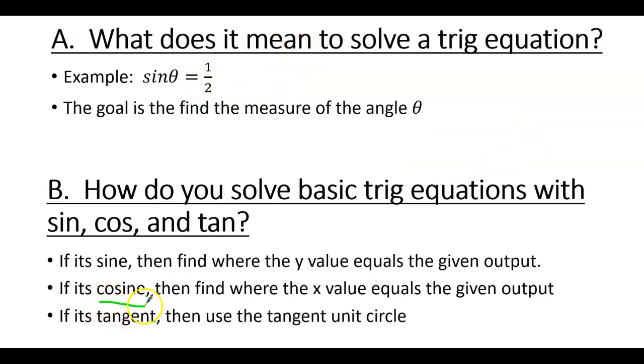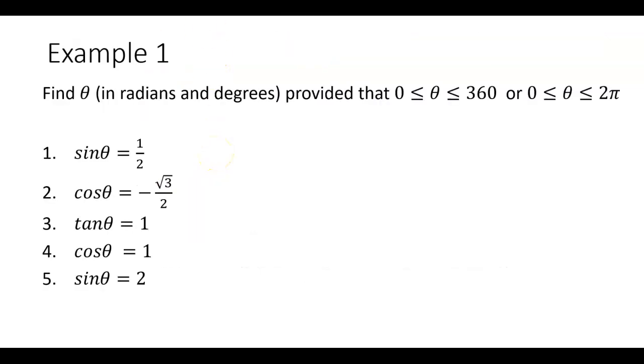If it's cosine, so if I were to change this, for instance, to cosine, then instead of looking for where y equals a half, we would be looking for where the x value equals a half. If it's a tangent function, so instead of sine, let's say it was tangent, in that case, we're going to use the tangent unit circle that we created last class. So there's that, and without any further ado, we'll go ahead and jump in here.